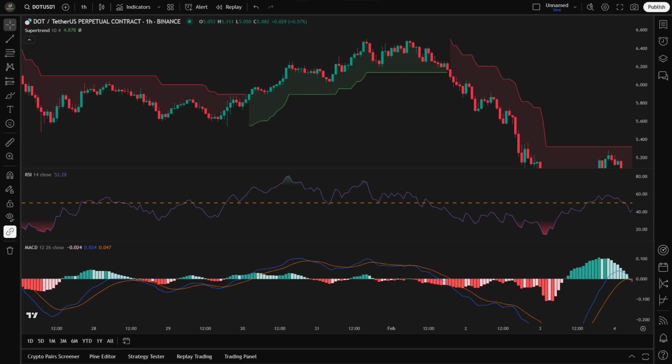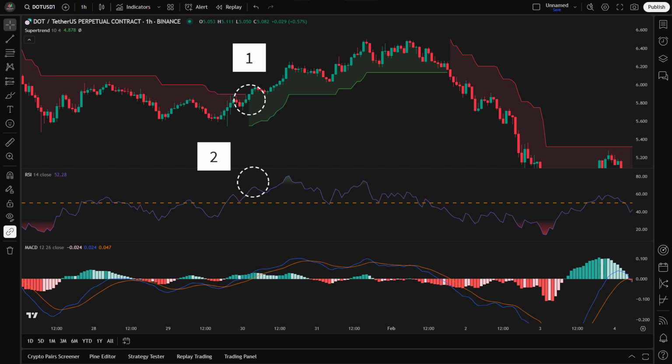Now that we've got our indicators in place, let's talk about how we actually analyze trends and generate trading signals. To enter a long trade, all of the following conditions must be met. 1. The closing price must be above the Supertrend line. This indicates that the market is in an upward trend.